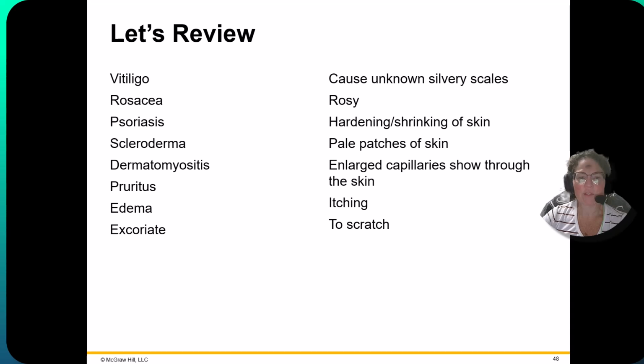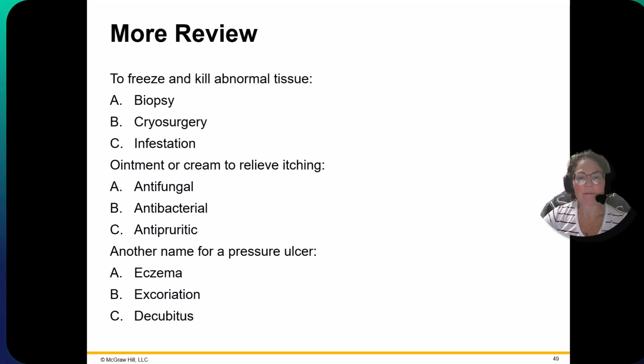All right, review. Just really quickly review. We've got a few terms here on the left with some definitions on the right. Match them up. What do they mean? Vitiligo, rosacea, psoriasis, scleroderma, dermatomyositis, pruritus, edema, and excoriate. Match them up.